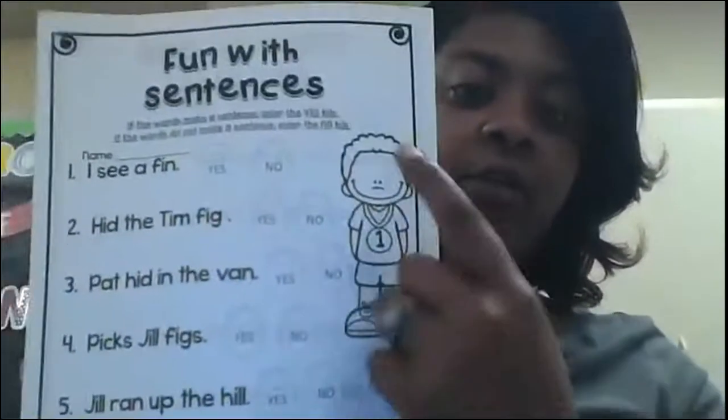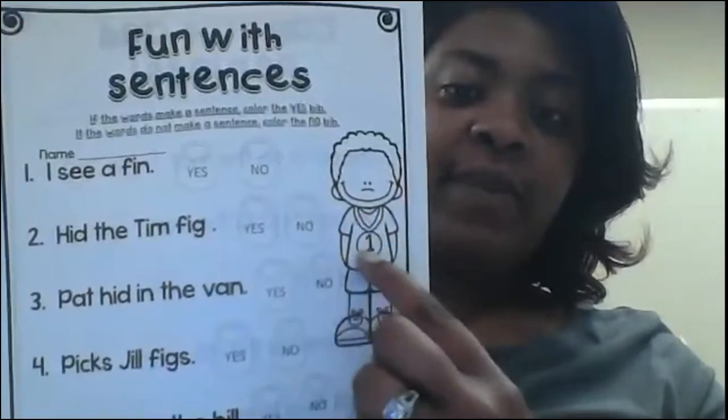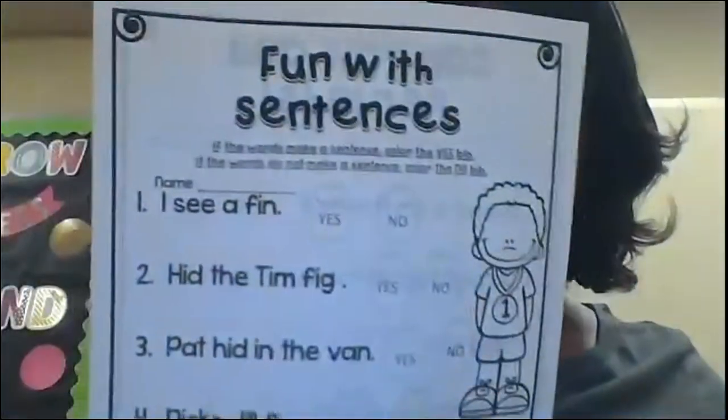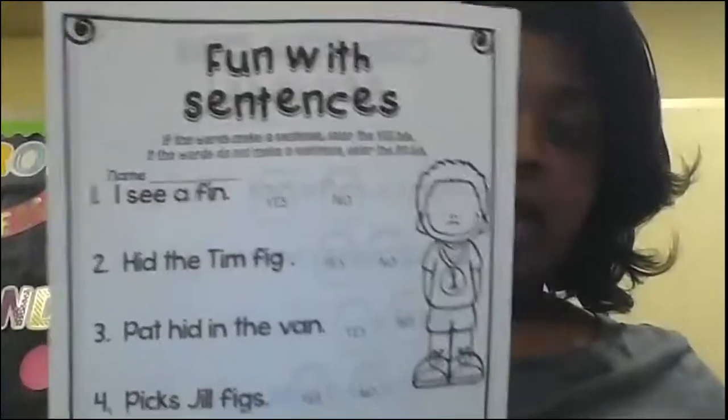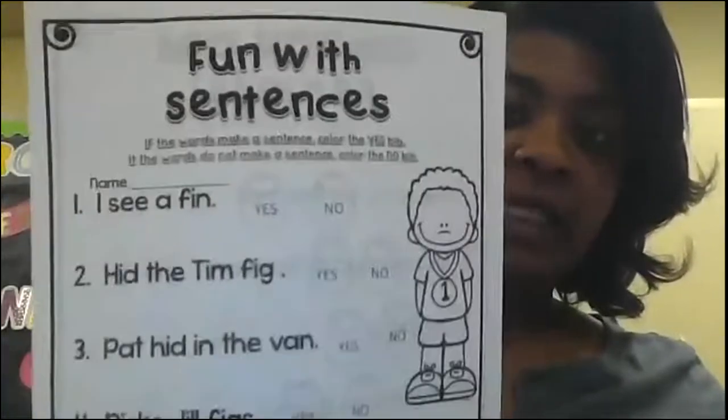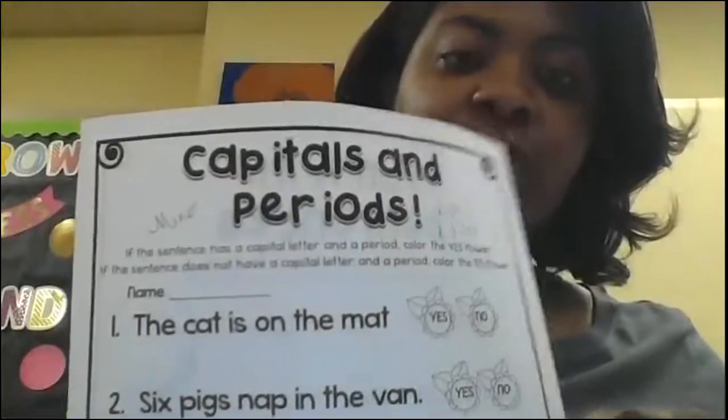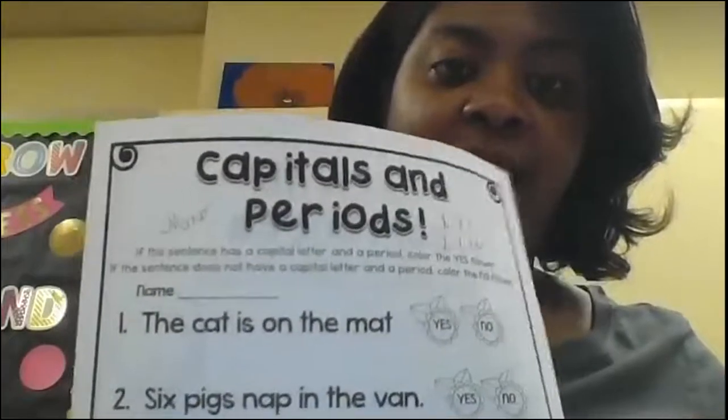So, this particular sheet, it has the little boy. He has a medal saying that he's number 1. So we're going to find the one that looks like this. And on the back, it has capitals and periods. Okay? All right. So let's go ahead and get started.